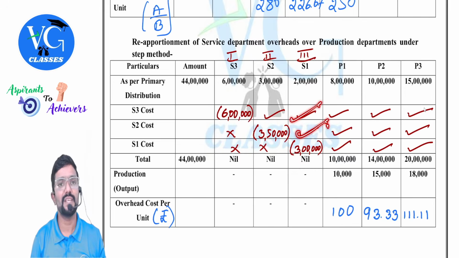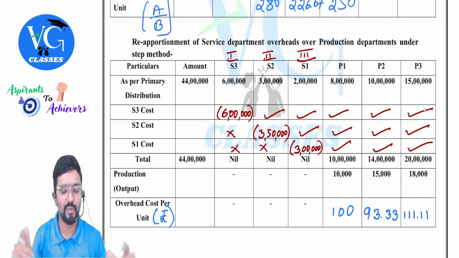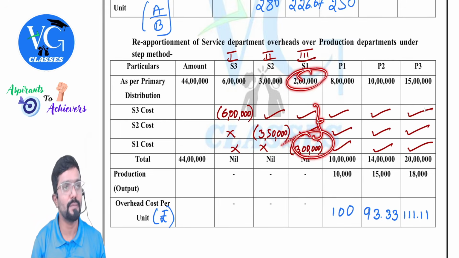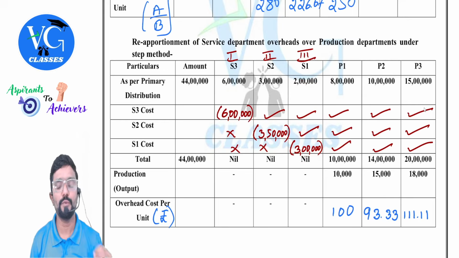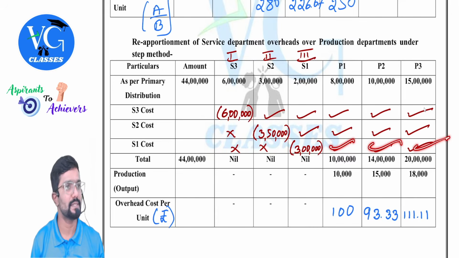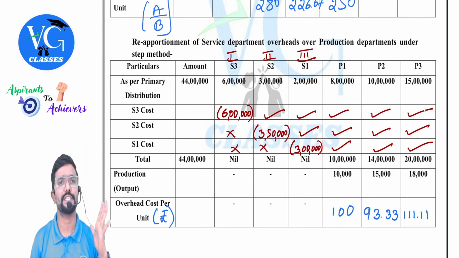They would have received something from S3 and S2. Let us consider that totally as 1 lakh. These both put together as 1 lakh. So totally 2 plus 1, which will come to 3 lakh. We need to reapportion to only production departments. The last service department cost has to be reapportioned only to production departments.